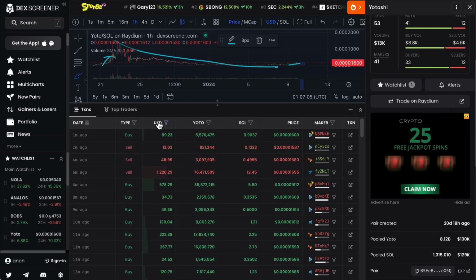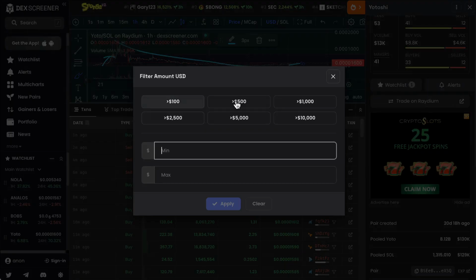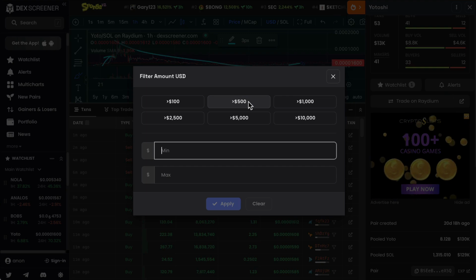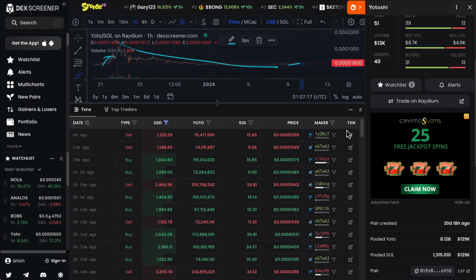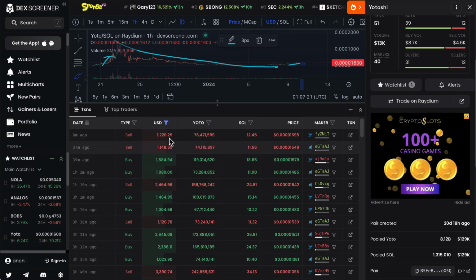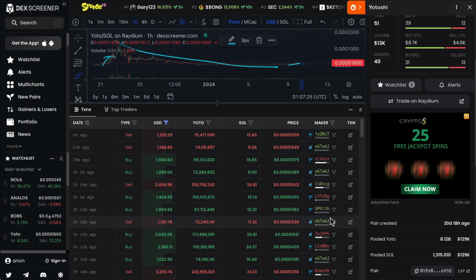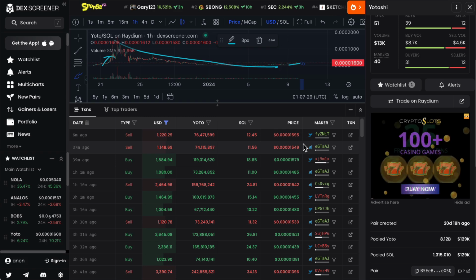If you click on this USD button here, you can actually filter. Is anybody, you might even call it a whale, what about a semi-whale? Is anybody buying things in this particular coin over $1,000? Are they spending over $1,000? Click on that. You can see literally in just the last hour, there have been over $1,000 trades buying and selling. That's nice to know. You want to see that in a meme coin.